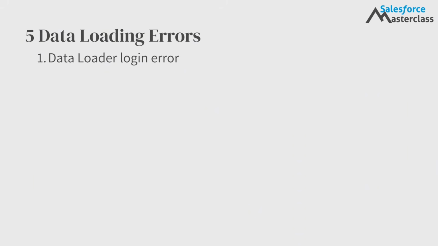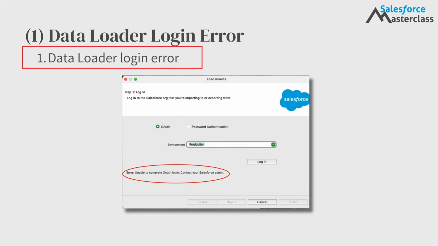So let's get the party started by troubleshooting the first error in our list, when you can't log in to Data Loader. Now, why this earns a place on my most annoying list is because Salesforce likes to give many different error codes and error reasons for what boils down to the exact same problem. Most of the time, you'll see an error like this: unable to complete OAuth login. The worst is when it says contact your Salesforce admin, and you're like, I am the Salesforce admin.